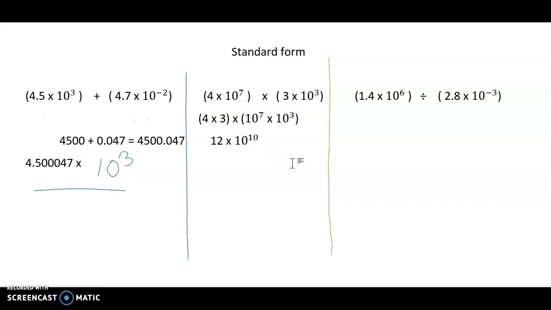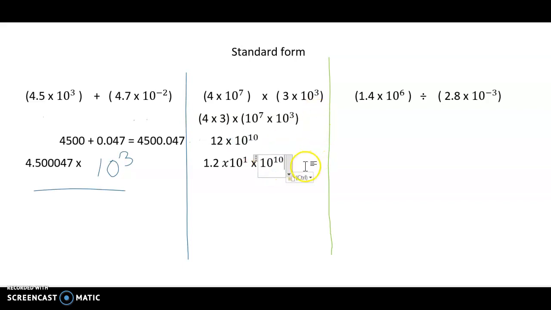So that is our, well, it's not a final answer because this is not in standard form because of this 12 here. So 12, if I was to write 12 in standard form, I would write 1.2, and then I'd have my times 10, but it wouldn't be to the power of 3, it would be 10 to the power of 1. So it'd be 1.2 times 10 to the power of 1. That's what 12 is in standard form.